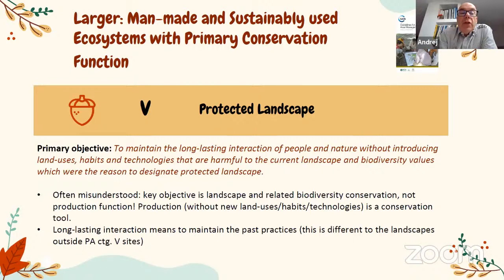I will just say something about the protected landscape and the misunderstanding that is very often put forward. The key objective is landscape and biodiversity conservation in these areas, not the production function. So if a landscape is to become a protected landscape, then it should work to support biodiversity and not vice versa.